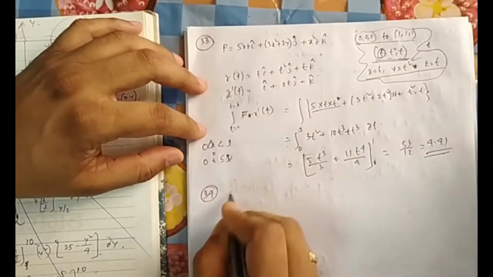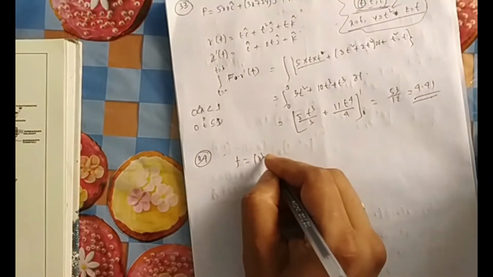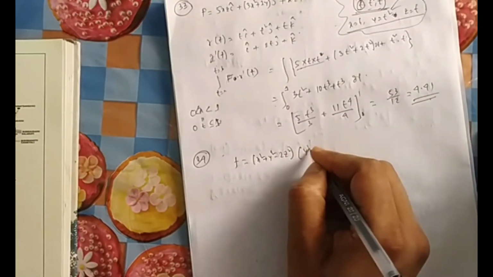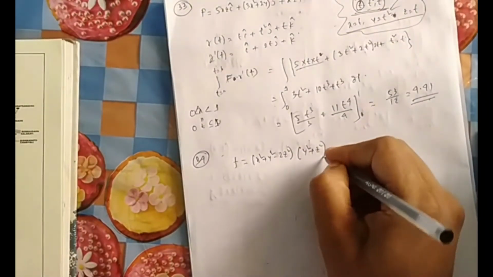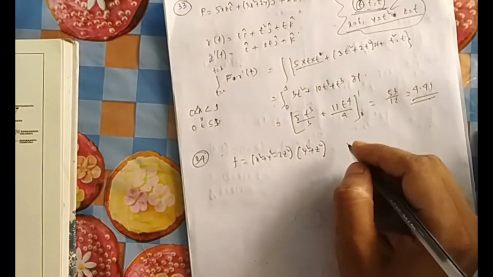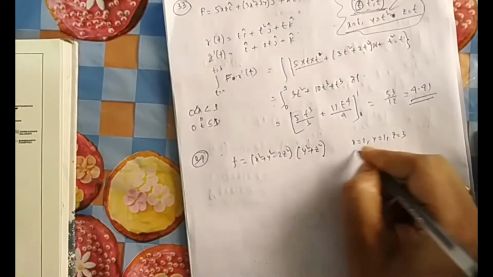Next is 34, and find the partial derivative. So f is given to you as x square plus y square minus 2z square multiplied by y square plus z square, and you need the partial derivative with respect to x. It is easy, given x equal to 2, y equal to 1 and z equal to 3. At this point you want to find it.